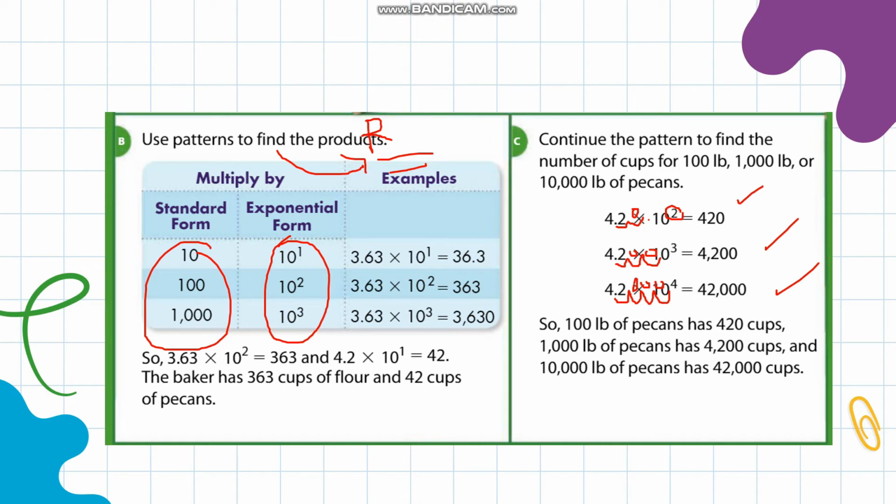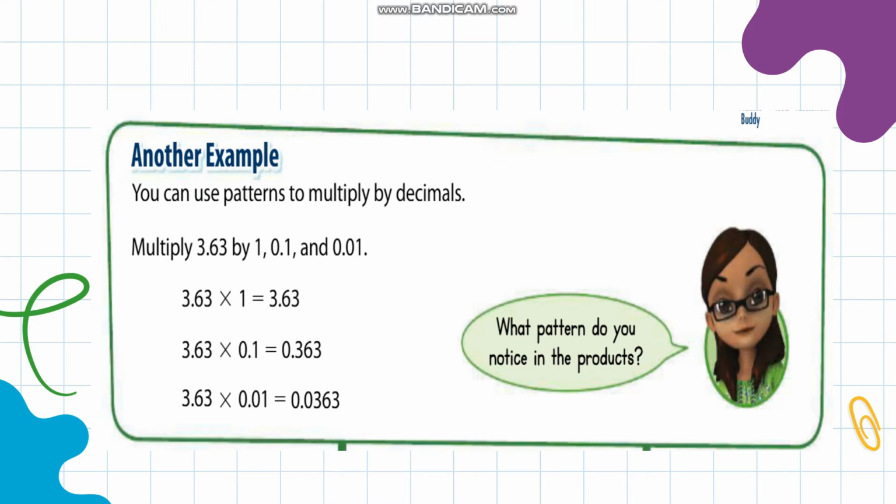So 100 pounds of pecans has 420 cups. 1,000 pounds of pecans has 4,200 cups. And 10,000 pounds of pecans has 42,000 cups. You can use patterns to multiply decimals.